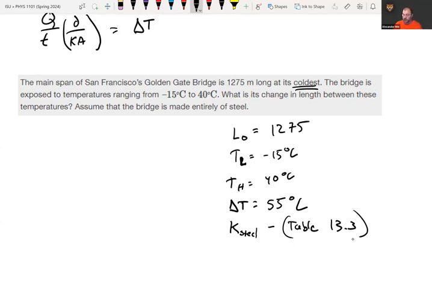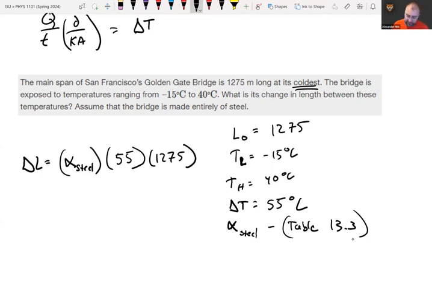Now basically we want the change in length. And actually this isn't K anymore, it would be alpha, the linear coefficient. So delta L is equal to the alpha of steel, which you would look up, times 55, that's your change in temperature, times L0, which is 1275. I'll just rewrite the equation: delta L equals alpha L0 delta T. I did flip those, but it doesn't matter. It's multiplication, it's commutative. So no big deal on that one.